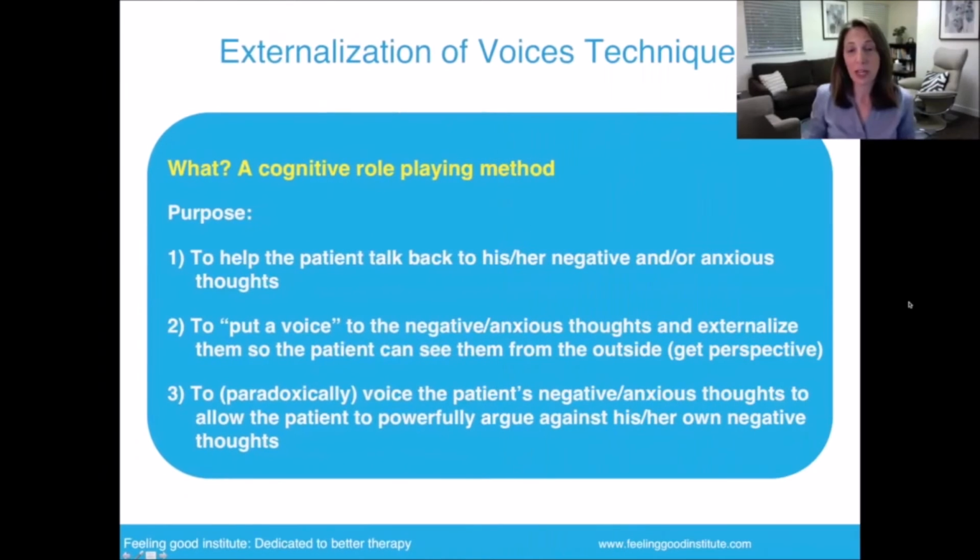So now that you've had a chance to observe our role play of the double standard technique, I hope you have a better sense of how that works and feel more confident to be able to use that method with your patients. I'm now going to share with you a different role-playing technique. This one is called externalization of voices, and it has some similarities with the double standard technique, but it also has some distinct differences. The similarity is that it is a cognitive therapy role-playing method.